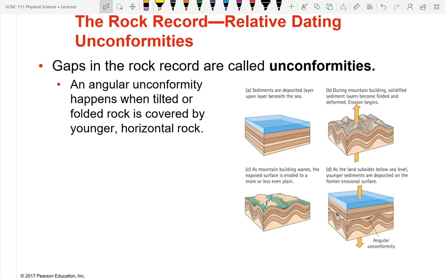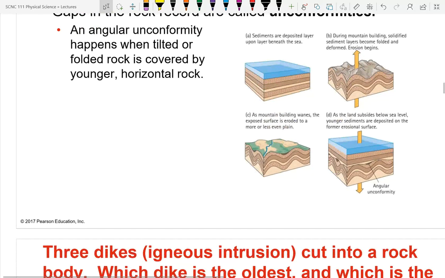So there are gaps in the rock record. Once again, you saw in the lab, I really liked that lab. I think I've said this 3 or 4 times now. You saw that you can have gaps in the layers, and here are some examples of how they could occur.